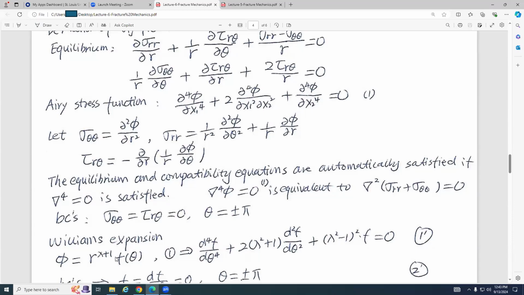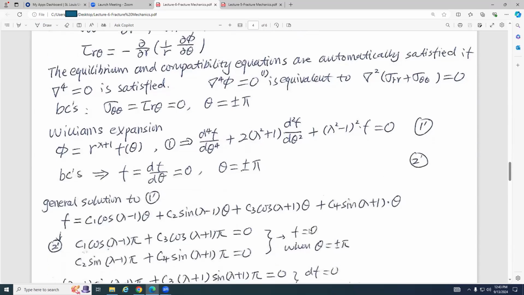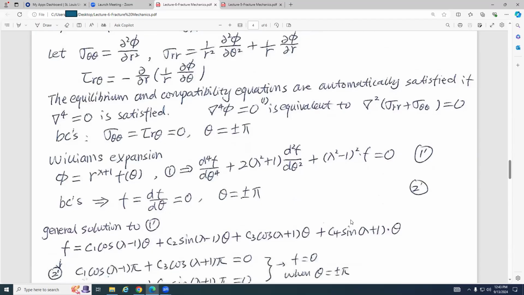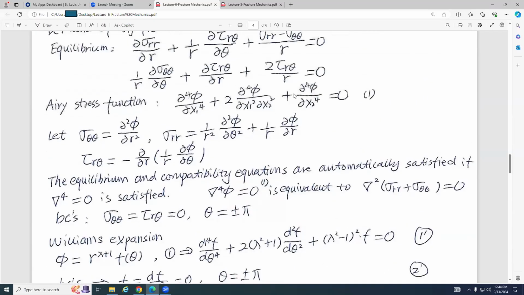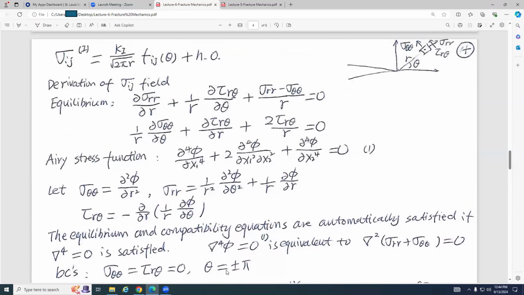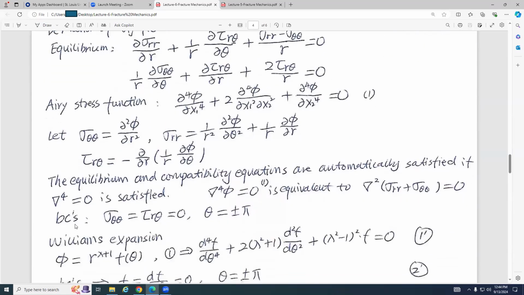Okay, guys, because you have not taken the computer-aided engineering with me, I will not bother to introduce one to you guys. But you can see, here the equilibrium and the compatibility equations are automatically satisfied if this equation holds. And so this one equals 0 is equivalent to this one equals 0 and the boundary condition.